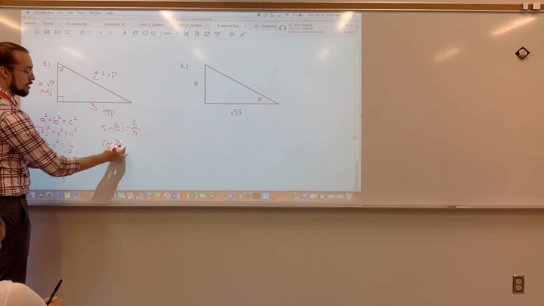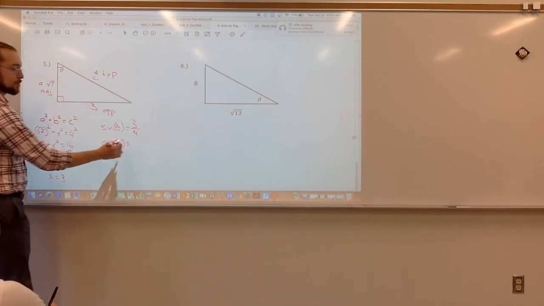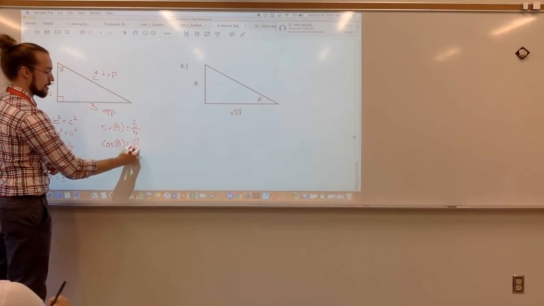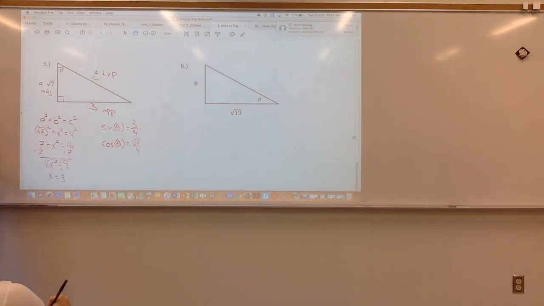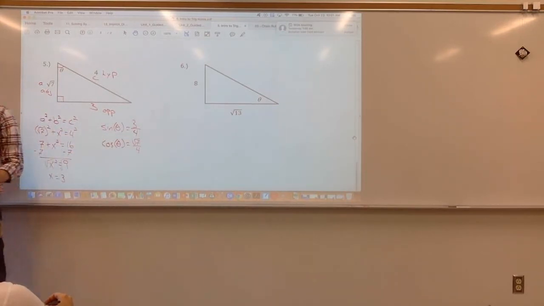Cosine of theta is adjacent over hypotenuse, so square root of 7 over 4. I've got a square root. Do I have to mess with that? Why not? It's on top, in the numerator. So that's an acceptable answer. There's nothing else to simplify. We're done with that.